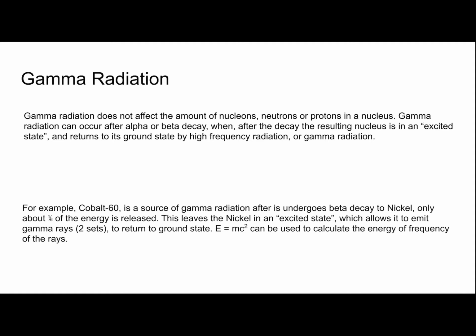So E equals mc squared can be used to calculate the energy given the frequency of the rays, or you can use the energy to calculate the frequency of the rays. And you can actually use this to also find the energy of the photon or the frequency of the photon of the rays.